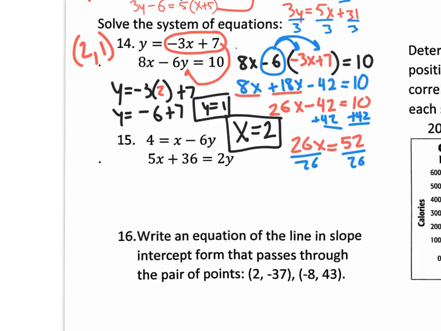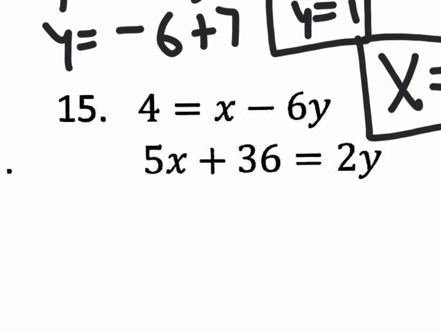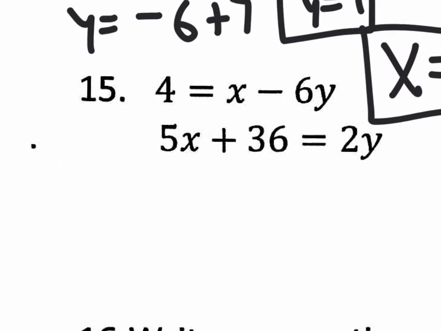Now number 15, I wouldn't substitute because there's no letter by itself unless you obtain a letter by itself. Or you could simply rearrange everything, write both of them in standard form, ax plus by equals c, and then worry about canceling x's or y's. It's up to you. So what do you guys say? Do you want to get a letter by itself and use substitution? Or do you want to rearrange both equations to get them both in standard form to get things to cancel out? What do you guys think?